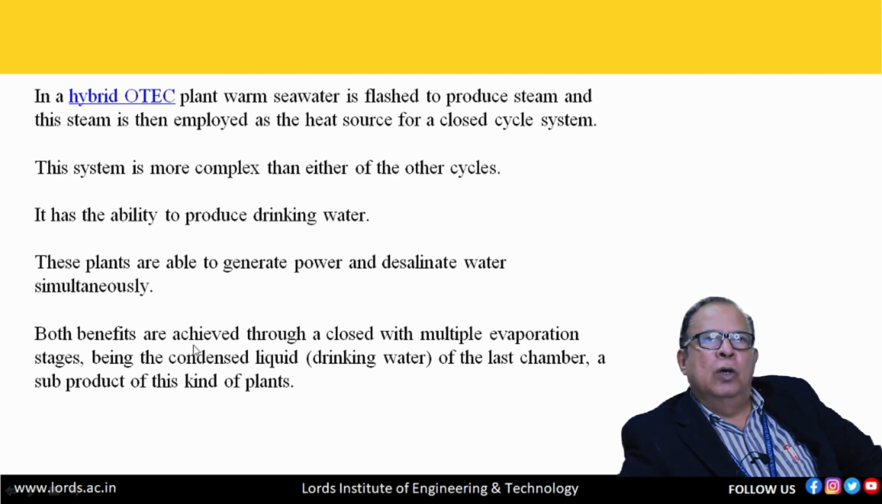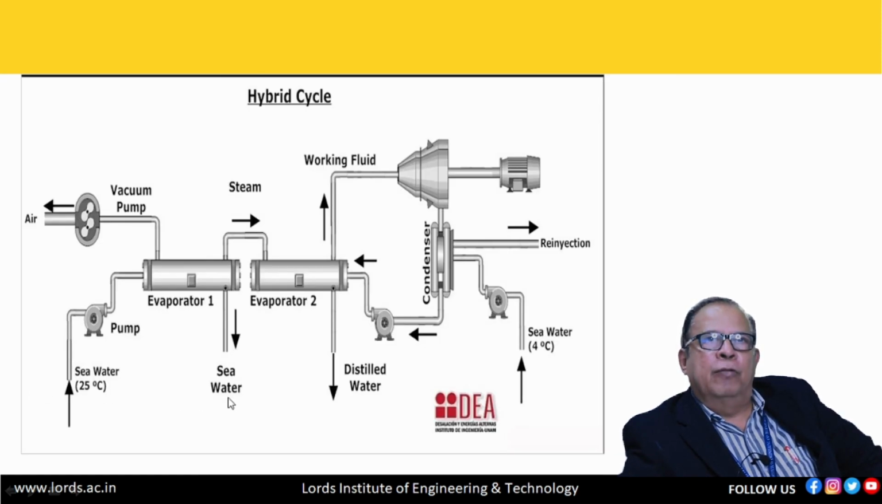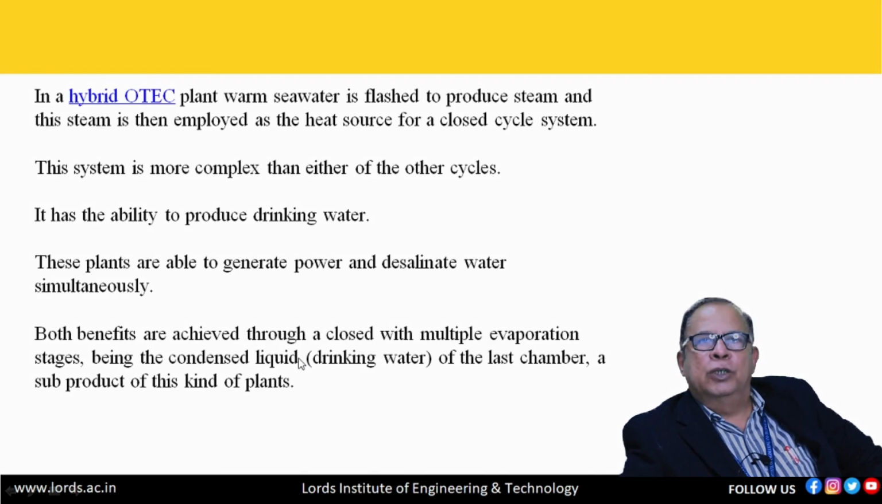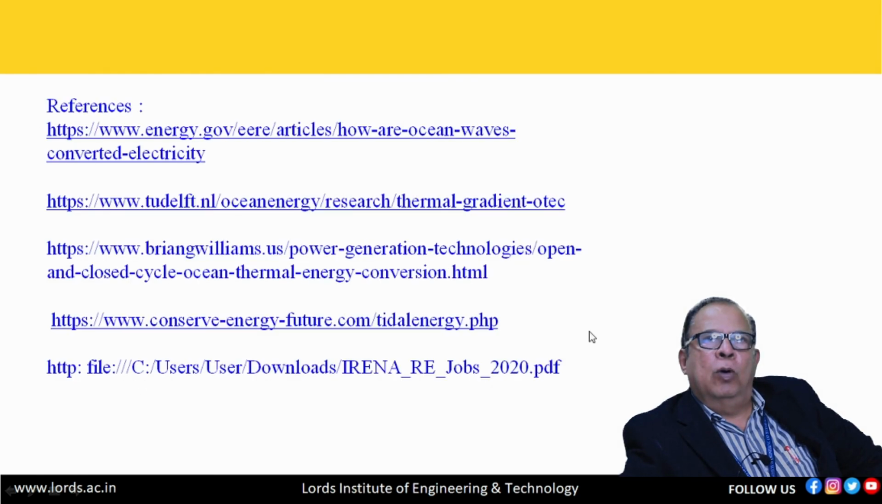So both these benefits are achieved through a closed cycle with multiple evaporator stages, the condensed liquid drinking water of the last chamber being a by-product of this kind of plant. We have seen here, in the second evaporator, the steam is condensed and then it becomes potable or distilled water. This is about the hybrid OTEC power plant.